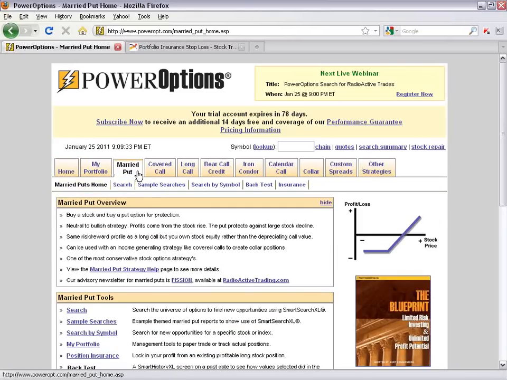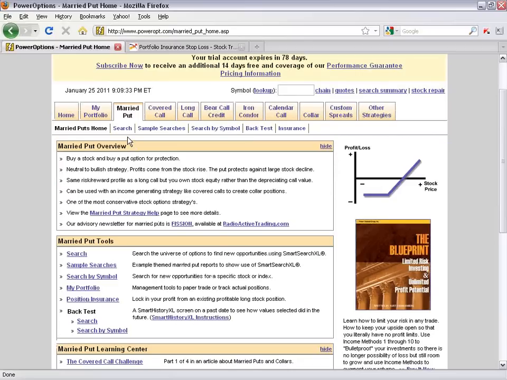When we want to access the available tools for the radioactive trading technique, we're going to start by clicking on the Married Put tab. If you don't see the Married Put tab on your account when you first log in on a trial, for example, just click on the Other Strategies tab and you'll be able to customize the available strategies you have at the tab menu selection.